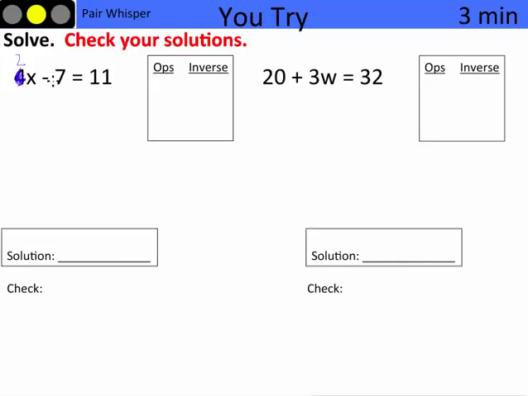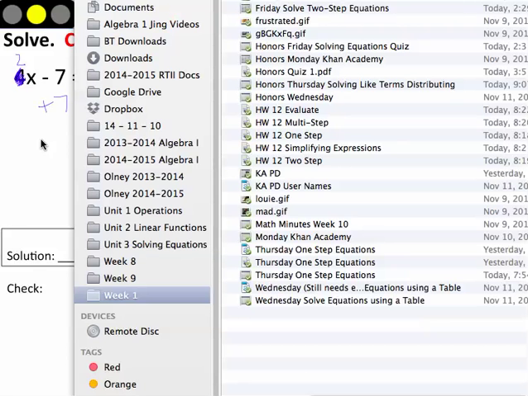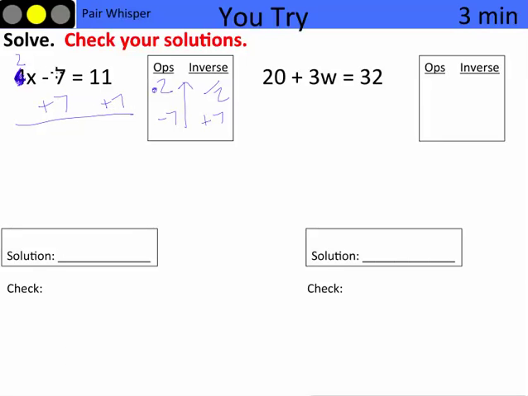Okay, let's check your work. The operations on x here are it is being multiplied by 2 and then subtracted by 7. So we're going to do the inverses of those, add 7, and divide by 2. So when we add 7 to both sides, we get negative 7 plus 7 makes 0, so we have 2x equals 18. And this is just like yesterday. We're going to divide by 2, and we get x equals 9.